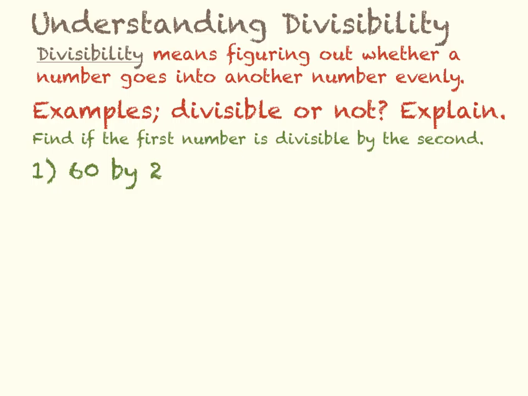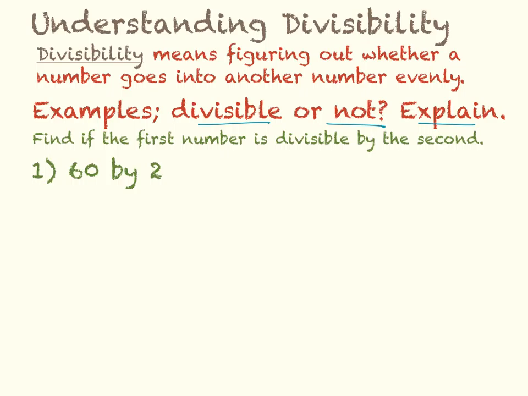Understanding divisibility. Divisibility means figuring out whether a number goes into another number evenly, which means you attempt to divide the numbers, and if it's an even number, a nice round integer that comes out, then it is divisible. If not, then it's not divisible. Okay, so for these first examples, we're just going to find, is the number divisible or not divisible, and then we're going to explain why.